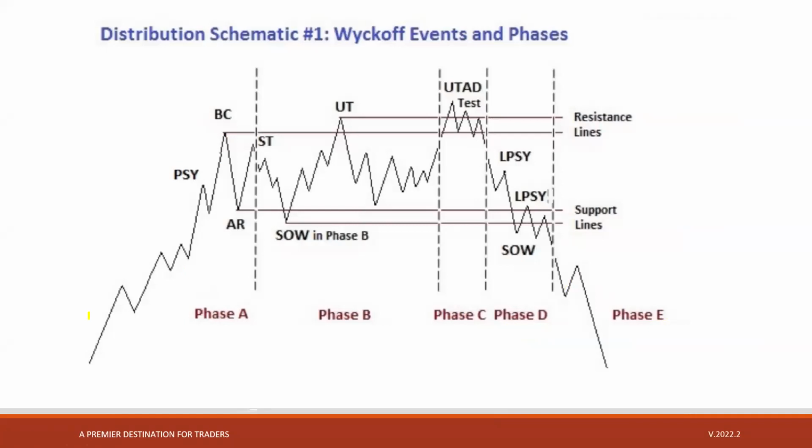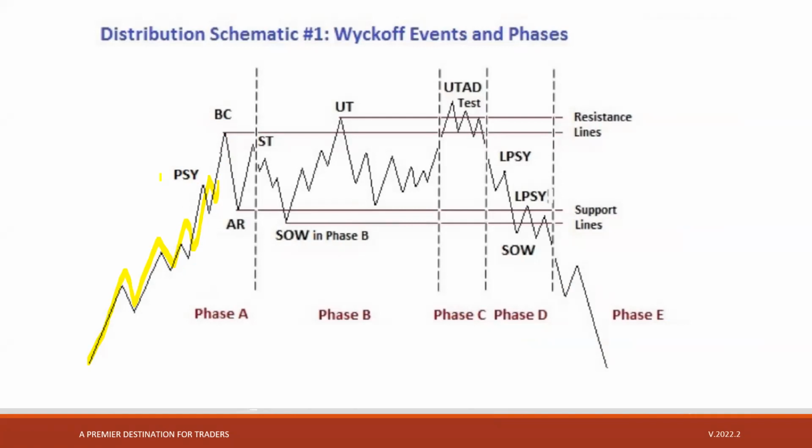Now, for the distribution schematic, price is in a push and gets into an overbought region. When I say overbought region, I'm not referring to using your indicators and looking at RSI or stochastic. No, that's not what I'm talking about. I'm talking about the composite man believing price is actually overstretched. Not you believing, the composite man.